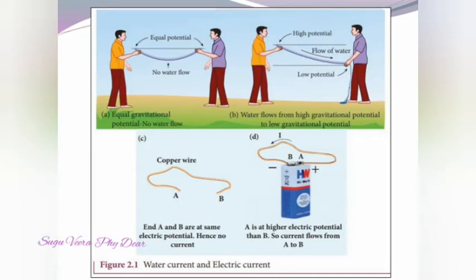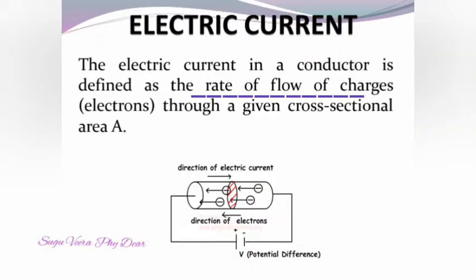Next, electric current. The electric current in a conductor is defined as the rate of flow of charges through a given cross-sectional area. This is important, 2 marks.